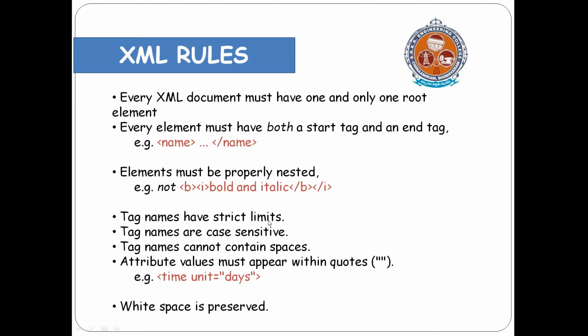So tag names have some strict rules. We already know that XML is a case sensitive language, so tag names are case sensitive. What does case sensitive mean? If you open a tag with small letters, you must close that tag with small letters only. Tag names cannot contain spaces, like S space R space K space, or it should not contain any spaces in the tags. We have already seen this.